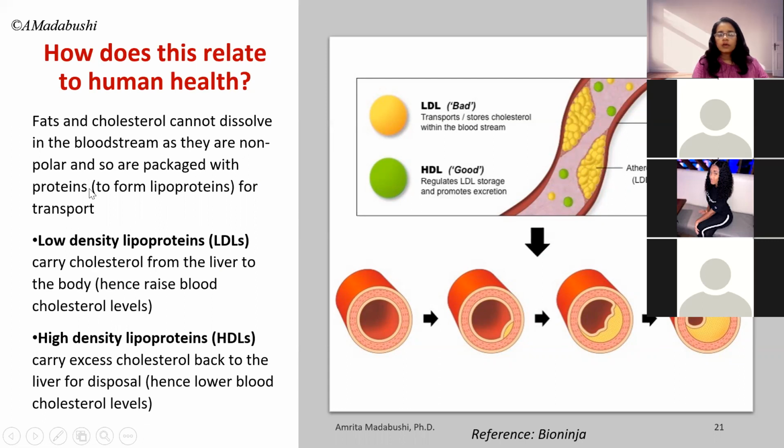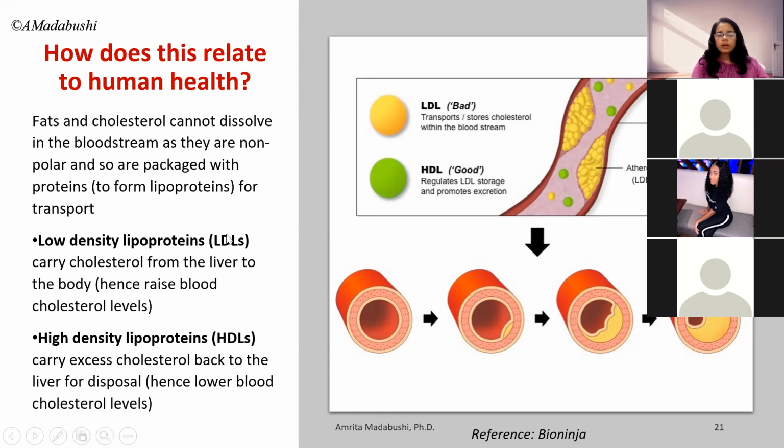So let's take a look on this side, and then we will come back to this final figure. Fats and cholesterol cannot dissolve in the bloodstream as they're non-polar. So now we are coming back to that polarity discussion. So they are packaged with proteins to form lipoproteins.